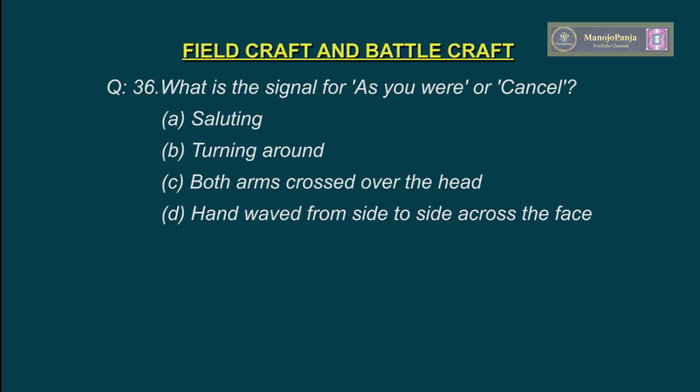Question 36. What is the signal for assume or cancel? A. Saluting. B. Turning around. C. Both arms crossed over the head. D. Hand waved from side to side across the face. Right answer D. Hand waved from side to side across the face.